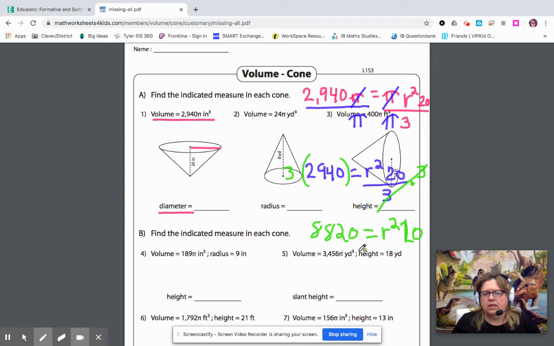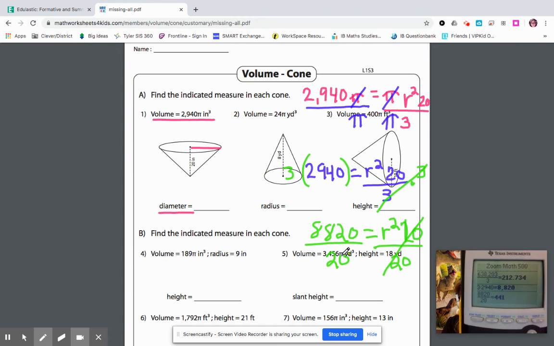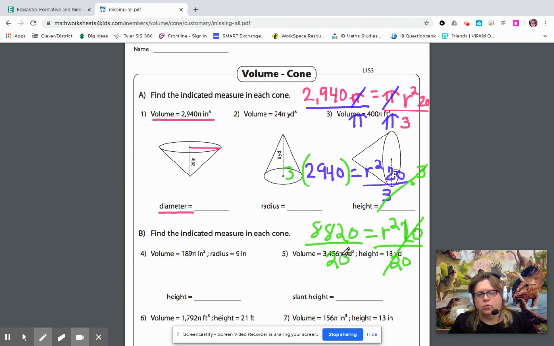I know my height. The first thing I'm going to do, again, I'm trying to solve for my radius, is divide both sides by 20. When I do, this is going to cancel out, so I'm going to divide my other side by 20. Let's see what we get. 8,820 divided by 20, and our answer is going to be 441. So that means radius squared is equal to 441.